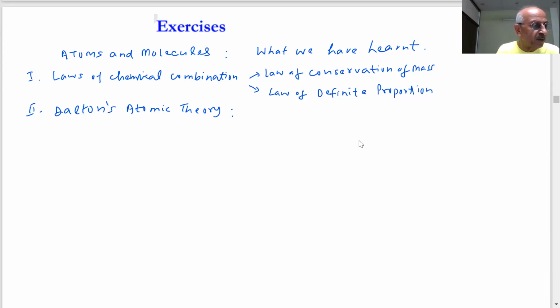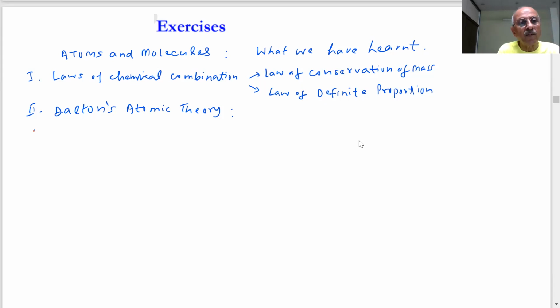So an atom is the smallest particle of an element that usually cannot exist independently and retains all its chemical properties. And a molecule is the smallest particle of an element or a compound which can exist independently under ordinary conditions, and it shows the properties of the substance. This we have already said.